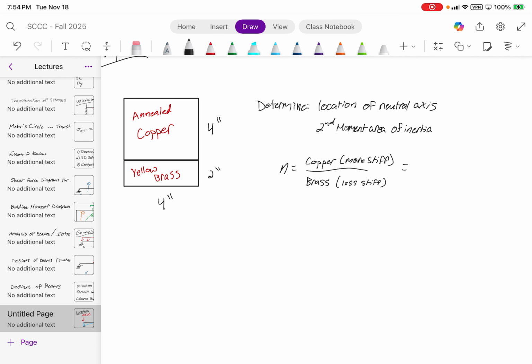And this is just going to be, what is it, 17 over 15? Yeah. And then what's that equal to in decimal? I got 1.13, give or take.